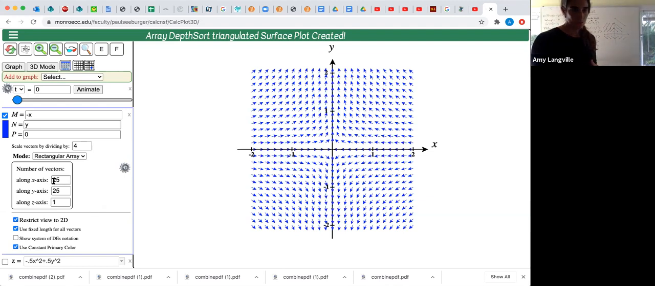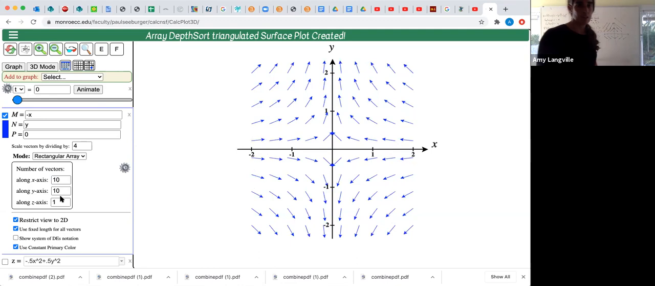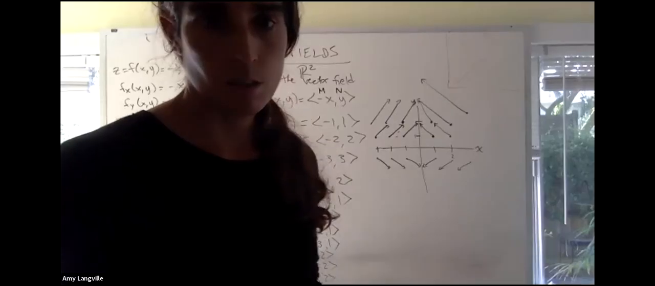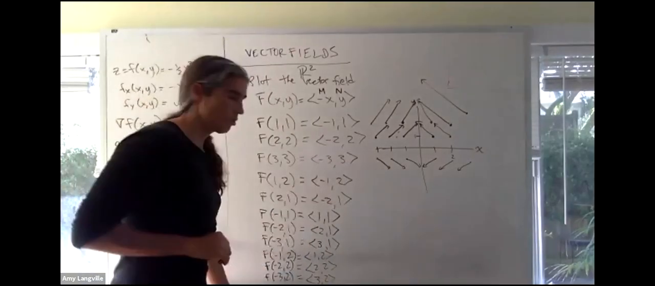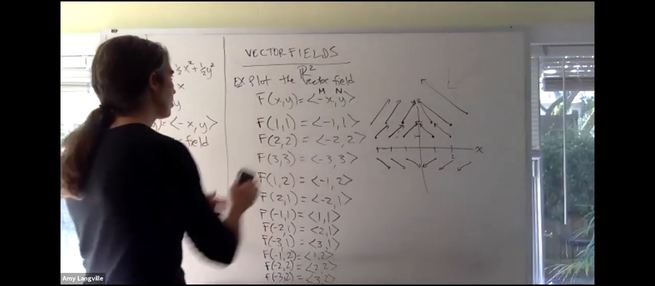So sometimes adding more is helpful. Sometimes you want just fewer in there. And that's, again, looking similar to what we had done with ours. Okay. So that's an R2 vector field, but let's do another example.